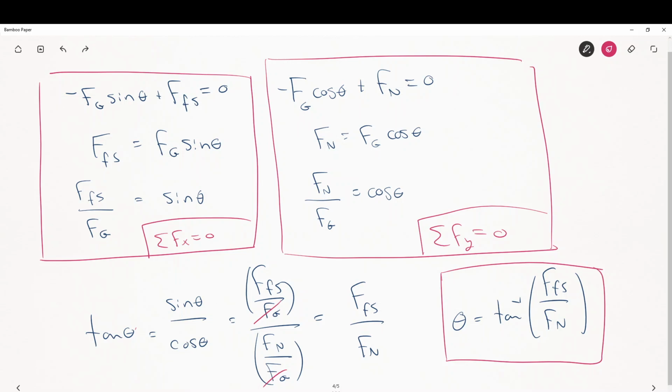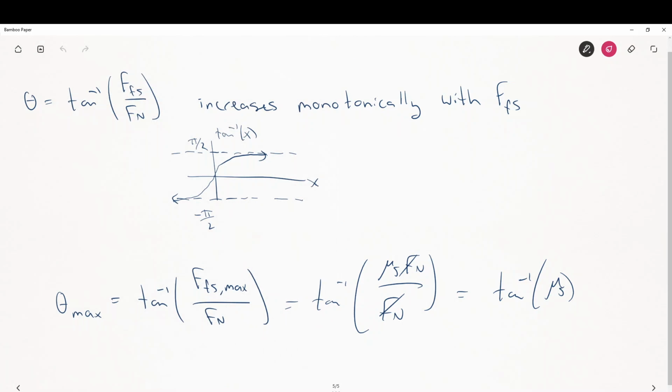Now, I want to find the largest angle that can be supported based on the coefficient of static friction. And so when I'm looking at this expression, I need to think about how this depends on the frictional force. The answer is that because theta is the tangent inverse of this ratio, we need to think about the function tangent inverse. It turns out that tangent inverse increases monotonically with its argument. What that means is, if you look at this graph of tangent inverse of x versus x, as x increases, so does the tangent inverse graph.